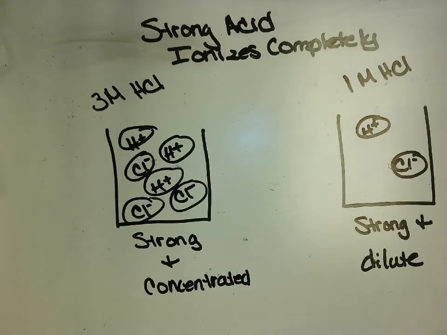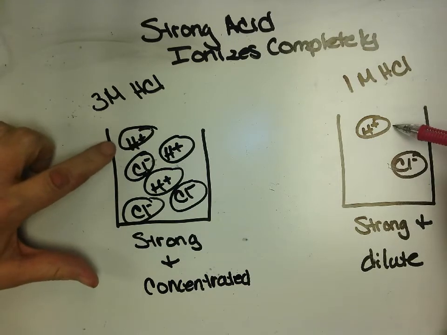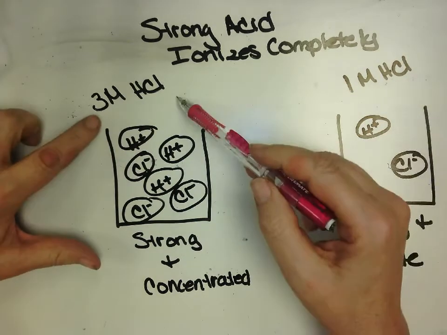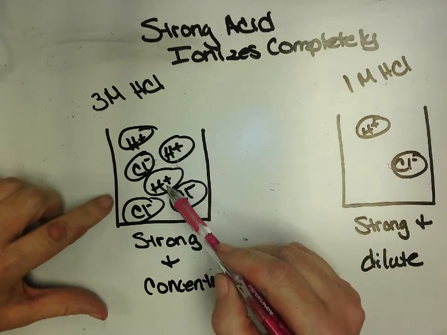A lot of students get the idea of strong versus concentrated with acids confused. So I just want to go through what a strong acid looks like and how that hydrogen ion concentration can change, because ultimately we measure our acids by the hydrogen ion concentration, right? A strong acid breaks up completely and makes a lot of hydrogen ions.